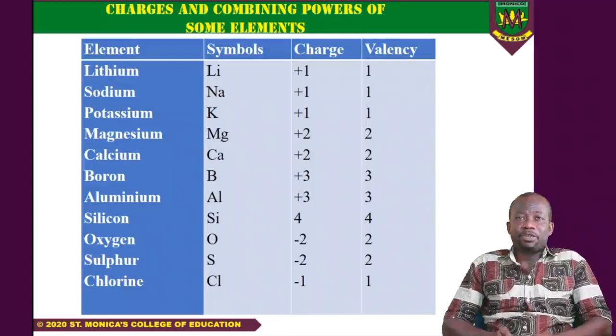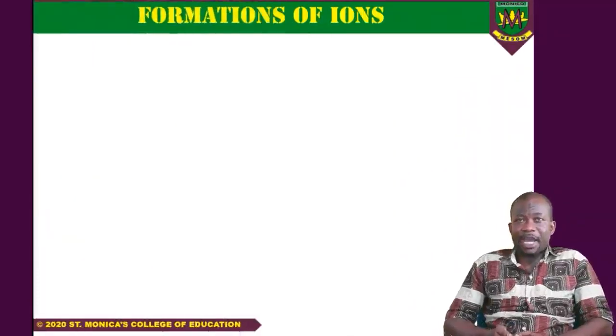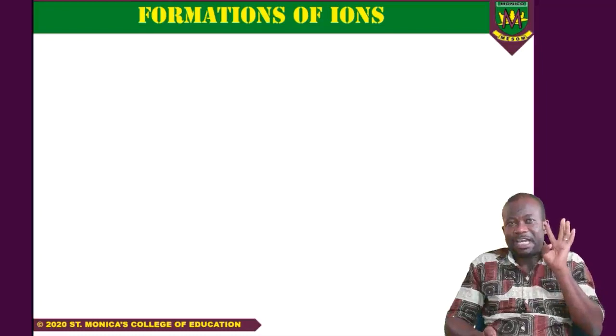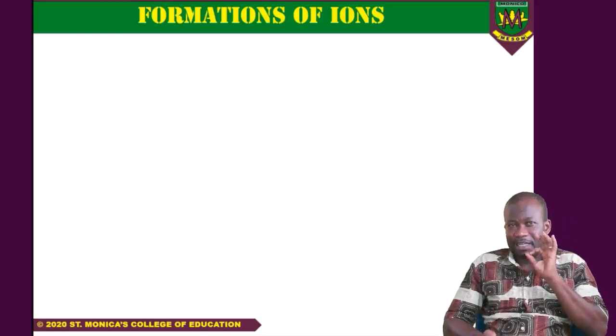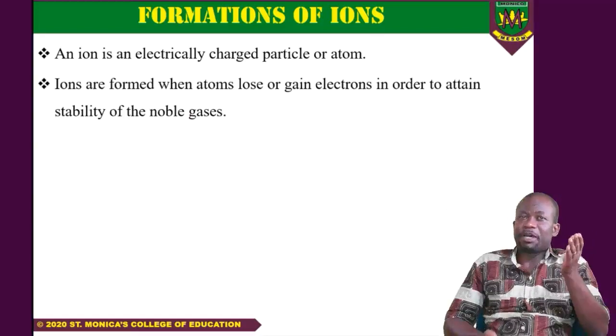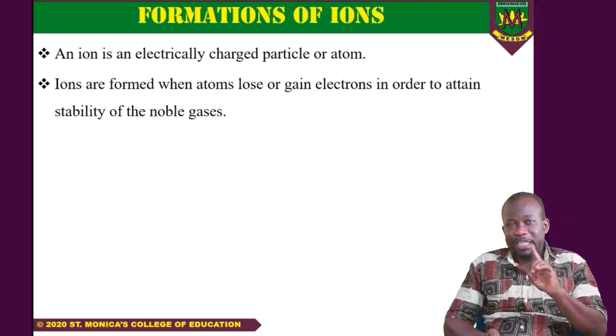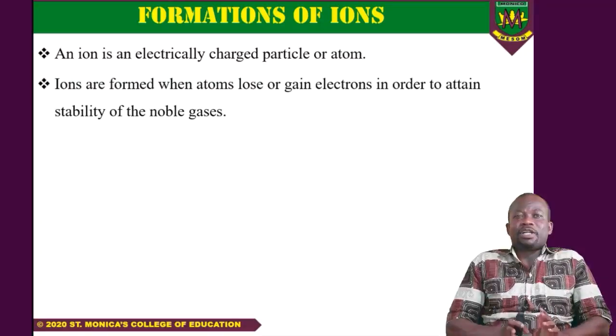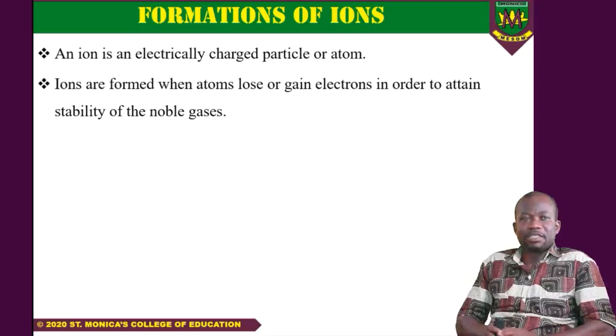Now moving on to formation of ions. Take note of the word ions, I-O-N-S. This is different from I-R-O-N. When we talk of an ion, it is simply an electrically charged particle or atom. When we say an atom is electrically charged, it means that it has either lost an electron or gained an electron. So when it loses an electron, it becomes an electrically charged particle. When it gains an electron, it also becomes an electrically charged particle. So an ion is an electrically charged particle or electrically charged atom.